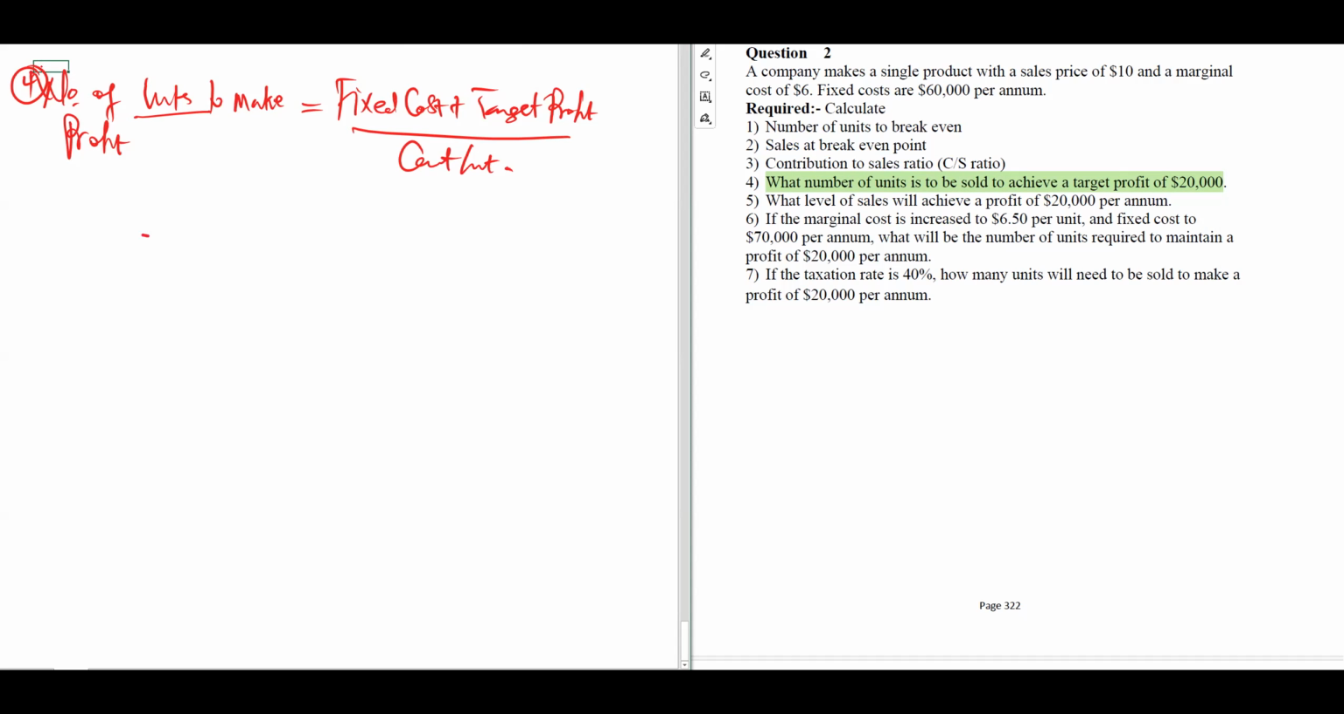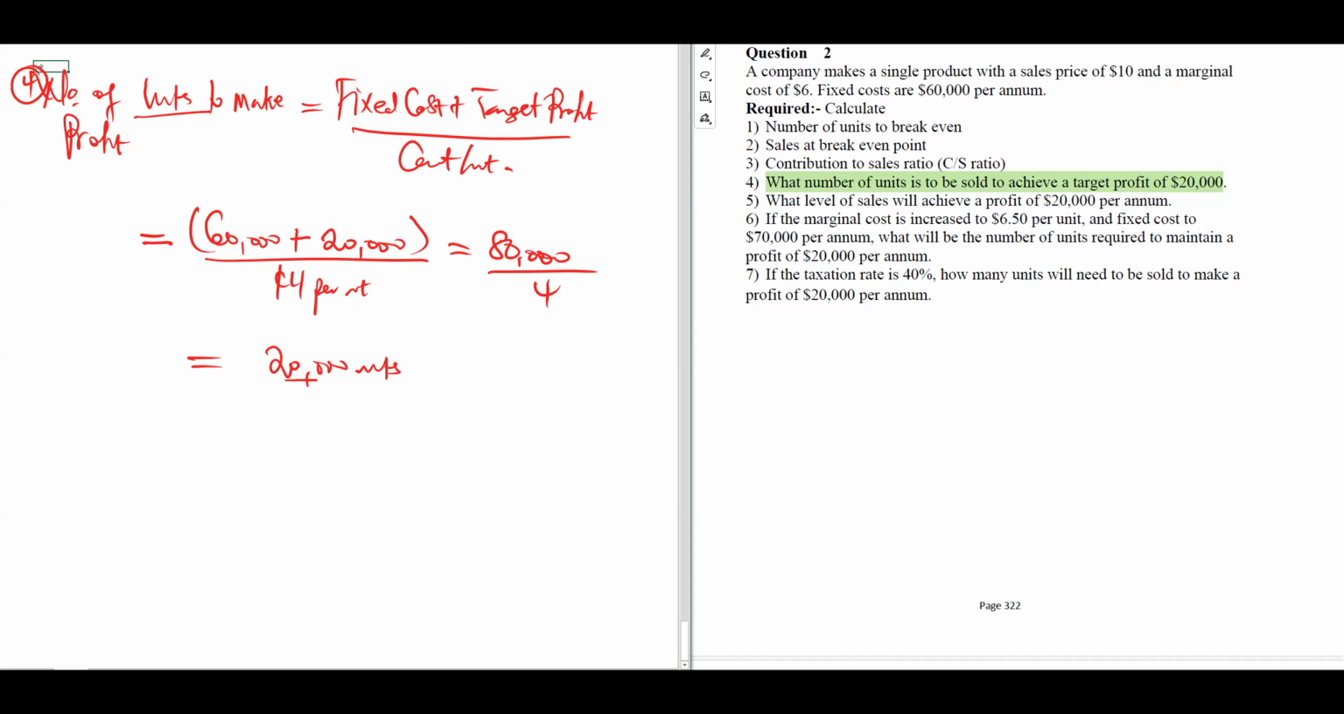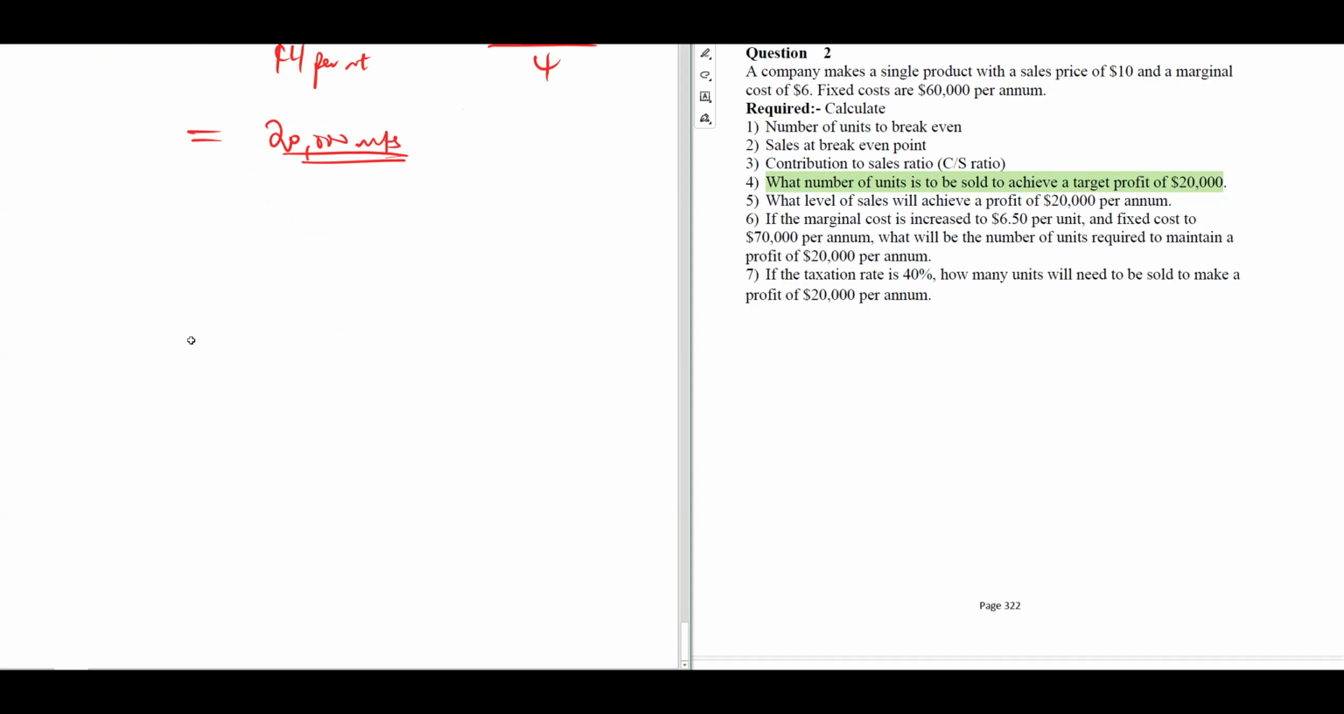So in that case, what do we get then? Fixed cost was 60,000. Target profit was what? 20,000 also. Divided by our contribution per unit, which was 4 cedis per unit. Do you remember? So we end up with 80,000 all over 4. That gives us what? 20,000. That means the company must produce 20,000 units to make a profit of 20,000.